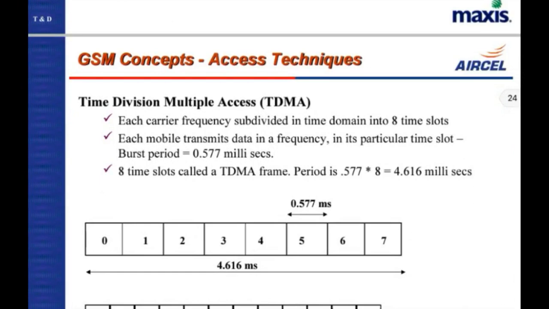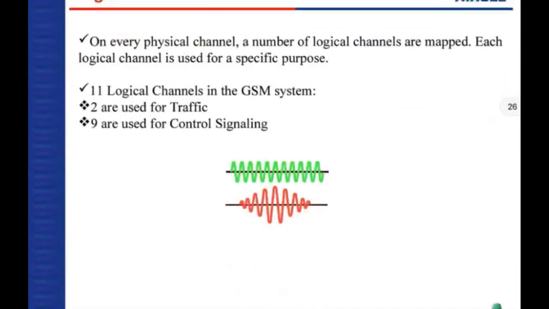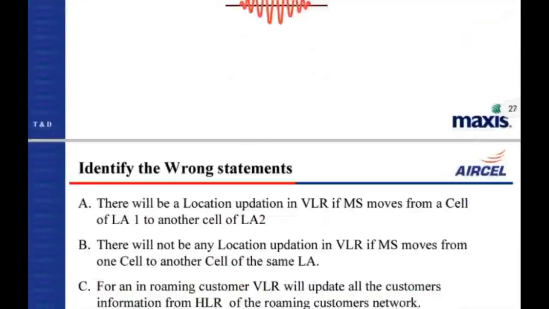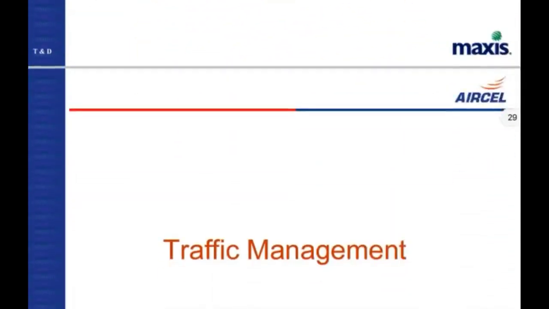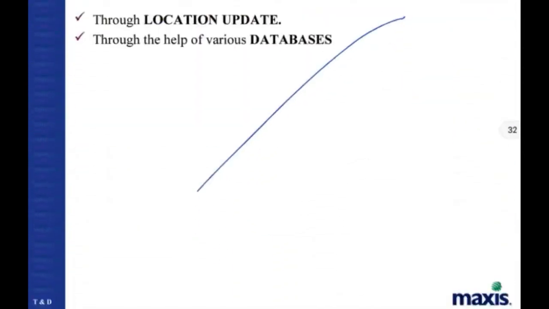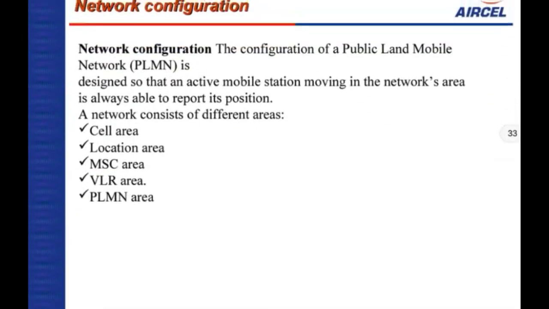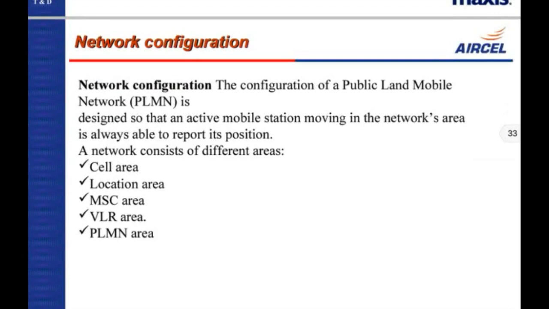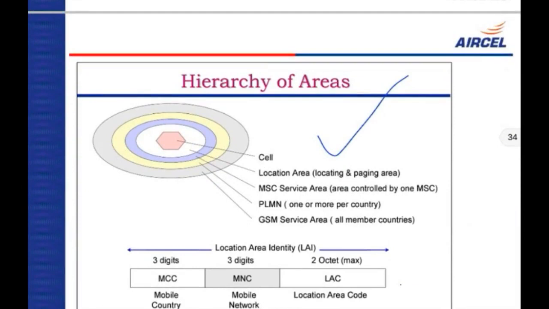You may just read through for your understanding the concepts of TDMA, the concepts of logical channels. You may look at them, and you may look at traffic mobile management. That is not of interest to us. What you definitely need to address is the idea of network configuration. That is the ideas of cell area, location area, MSC area, VLR area, and the PLMN area, and they are drawn in this figure right here.